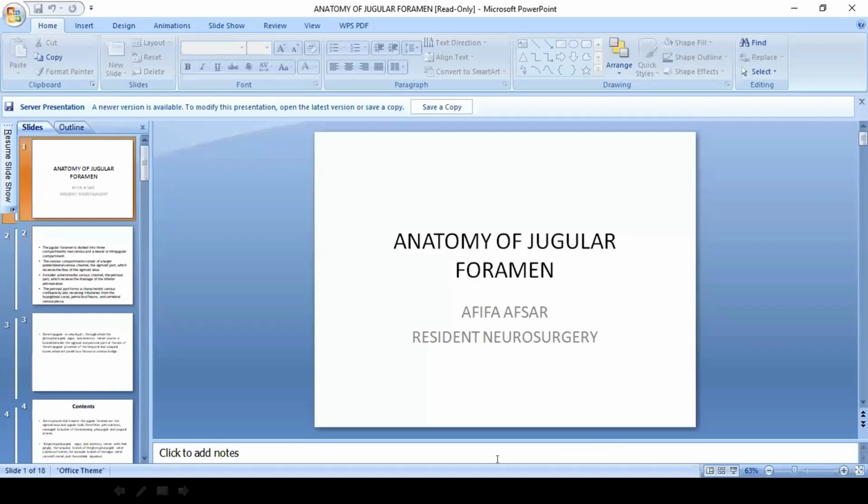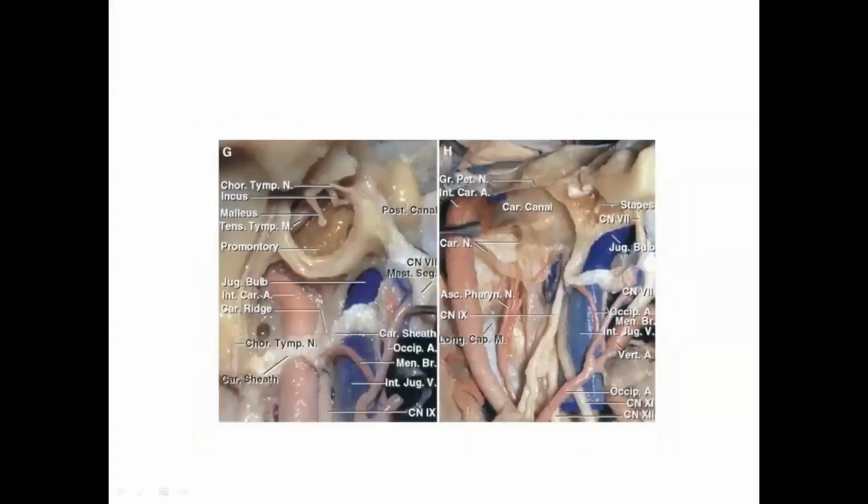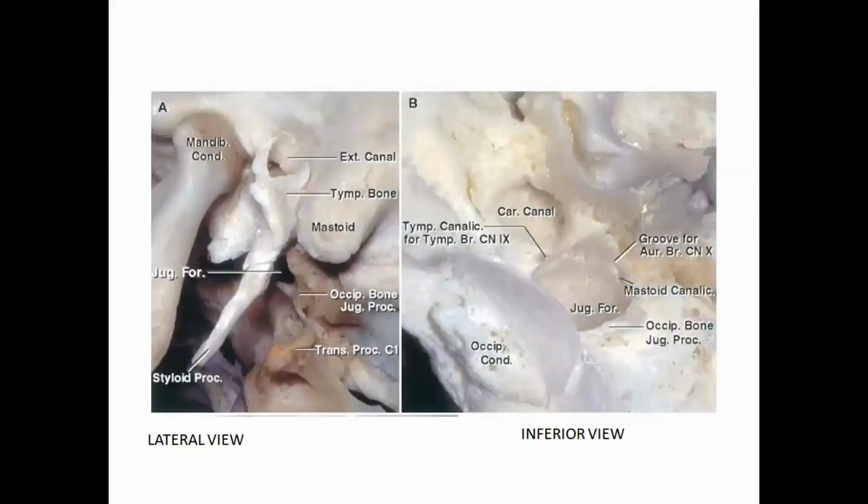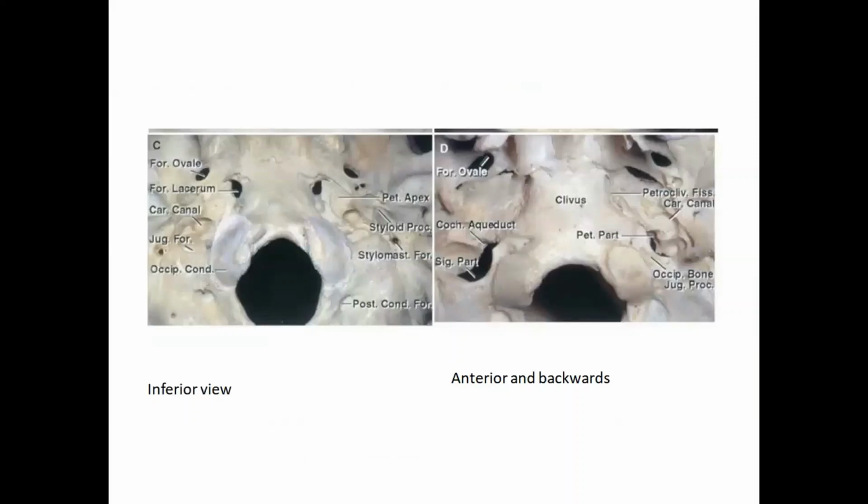I'm going to show you a dissection. Afifa, can you put up the anterior part of the petroclival fissure? So a look from anterior. Can you put on the image from an anterior view? Bony part. Yes, yes. Yeah, this one. Right, absolutely.